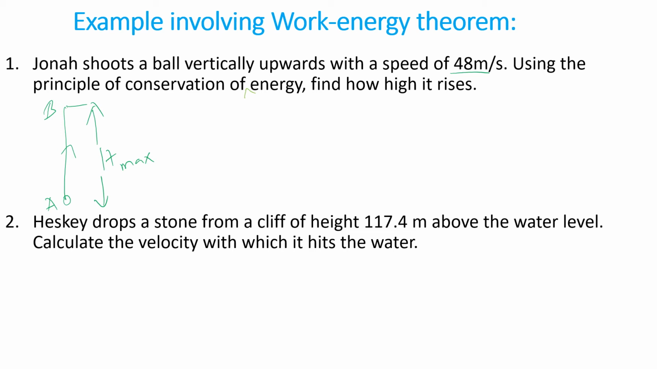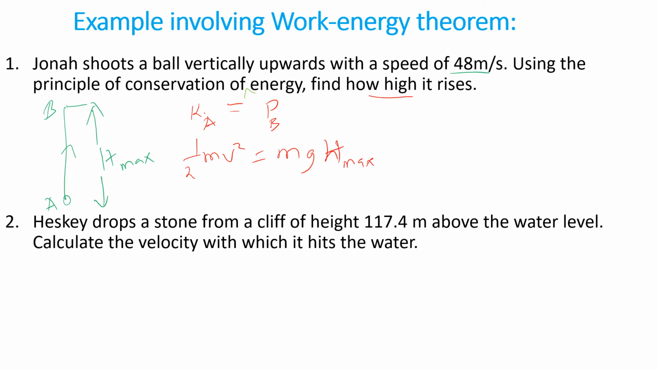Therefore, here we would say that the kinetic energy, which we call K, which is lost, is equal to the potential energy which is gained. So potential energy is gained at B, and kinetic energy was originally maximum at A. So kinetic energy, a half mv squared, is equal to potential energy, which is mgh. In this case, it is going to be h maximum.